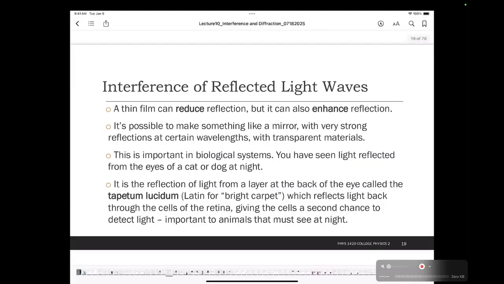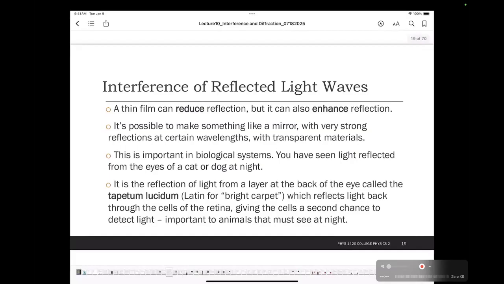I think this is familiar, a common phenomenon for us. When you see the eyes of a cat or dog at night, you will see there is a light reflected. It is a reflection of light from a layer at the back of the eye called the tapetum lucidum, Latin for bright carpet, which reflects light back through the cells of the retina, giving the cells a second chance to detect light, important to animals that must see at night.